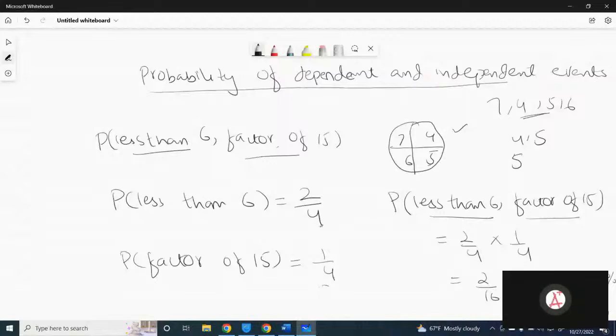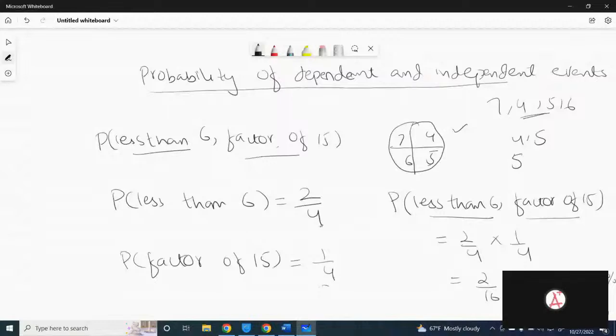These are the probabilities of these events separately. Now you have to find the probability of less than 6 and factor of 15. For this, you have to multiply both the probabilities: 2 by 4 times 1 by 4, which makes 0.125, and the probability is 12.5%.